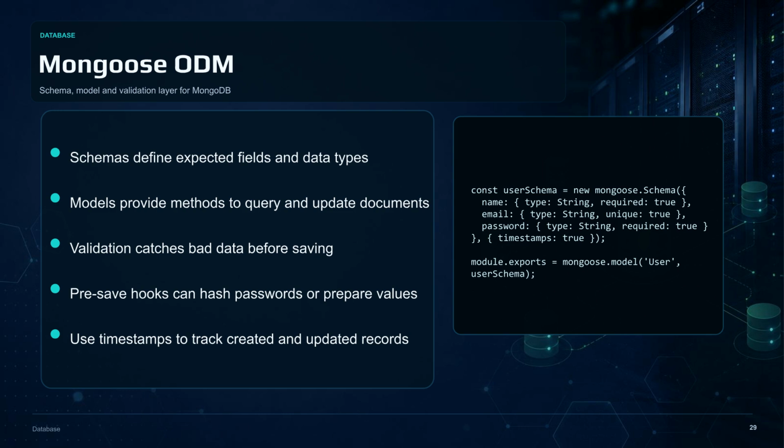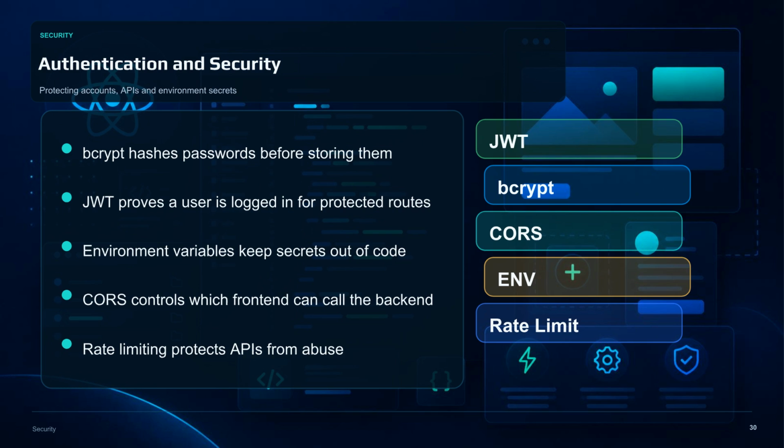It lets you define schemas for your data, create models, perform validations, and use hooks to prepare data before it is saved. Finally, prioritize security. Hash passwords with bcrypt, use JWT for authentication, protect your secrets with environment variables, and implement CORS and rate limiting to shield your API from unauthorized access and abuse.